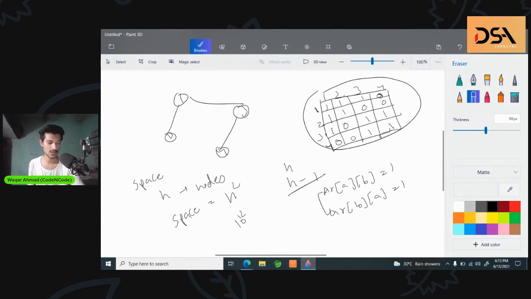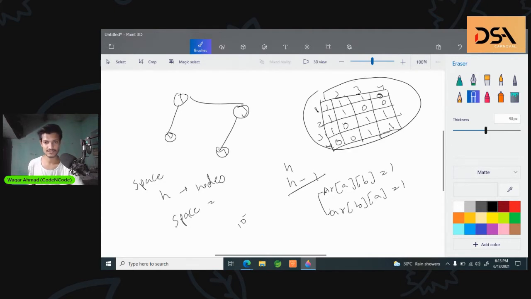If I ask you whether node 2 and 4 are directly connected or not, you can directly go to cell 2 4. Either you can check 2 4 or you can check 4 2. Both of them are representing 0. That means they are not directly connected. So in constant time you will be able to find out whether the two nodes are directly connected or not. But when you go for the next representation, that is adjacency list representation, you won't be able to find out in constant time. But the thing about adjacency list representation is that it uses linear space, it doesn't use quadratic space.